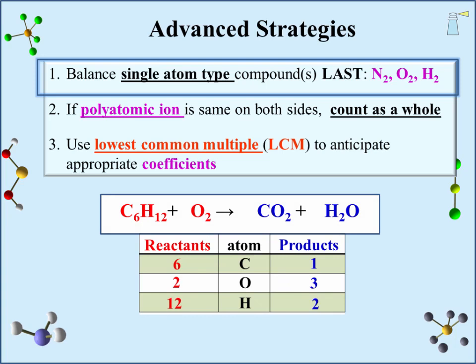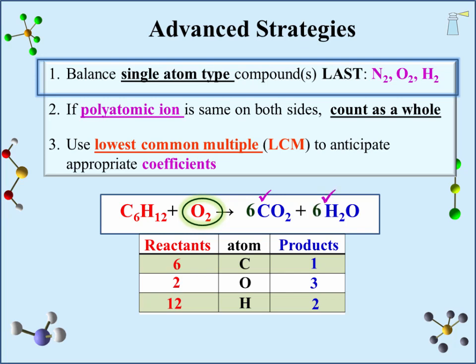be out of balance. Which of the three atom types should be balanced last, since it is found in a single atom type compound? The oxygen is the only one that fits that description. The carbon and the hydrogen are found in compounds that have more than one type of atom. To speed things along a bit, let's say that the carbon and the hydrogen have been balanced.